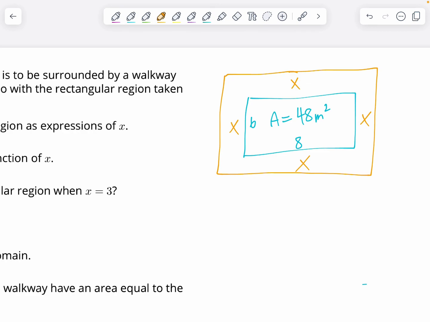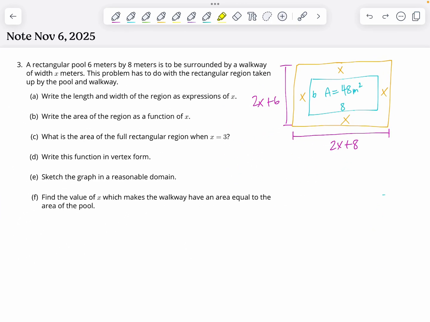So first we want to write, for part A, the length and the width in terms of x. So we're looking at this side here. This side is going to be 2x plus 8 because we have x plus 8 plus another x to get all the way across. Similarly, the height of this rectangle is going to be 2x plus 6 because we have x plus 6 plus another x to make that side. So we can say that part A, the length and width are 2x plus 6 and 2x plus 8.